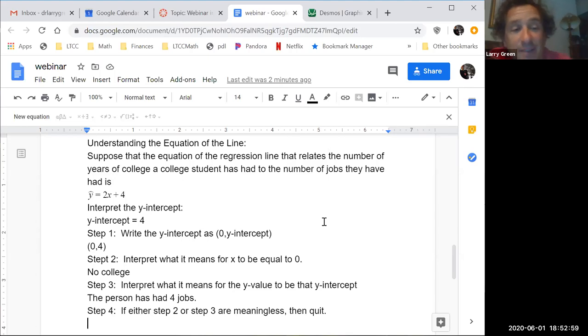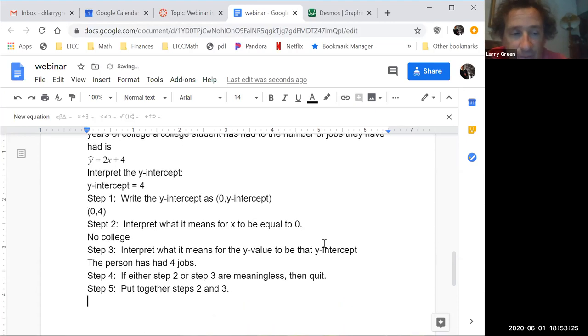Okay, in this case, I gave you an example that did have meaning. So step 5. And step 5 is put together step 2 and 3. Notice if step 4 had no meaning, don't even go to step 5. It makes no sense to put them together.